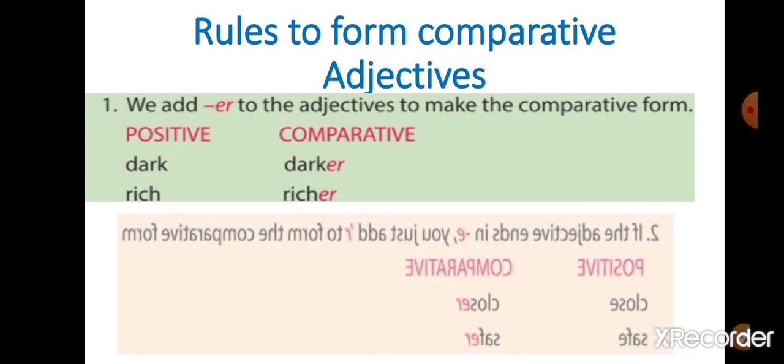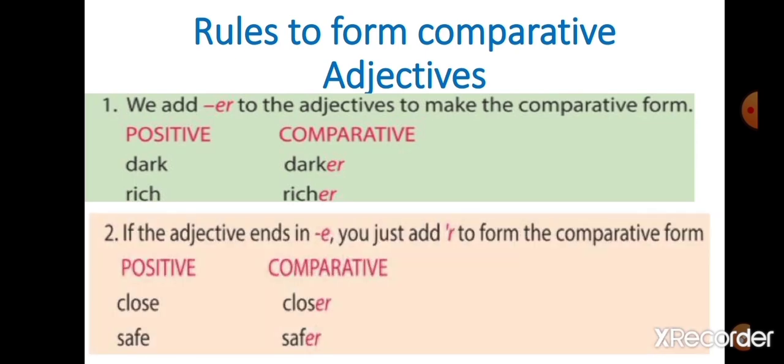Now we'll see what the second rule says. If the adjective ends in E, you just add R to form the comparative form. Close, closer. Here we are adding only R. It is only when it ends with E. Close, closer. Safe, safer.